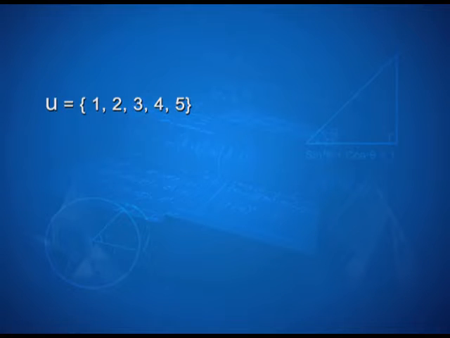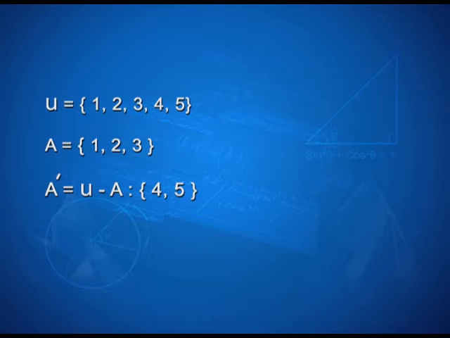Let U be a set containing the elements 1, 2, 3, 4 and 5, and let A be its subset containing the elements 1, 2 and 3. Then A complement will be written as U minus A, that is all the elements of the universal set which are not a part of set A. This set will contain the elements 4 and 5 only.